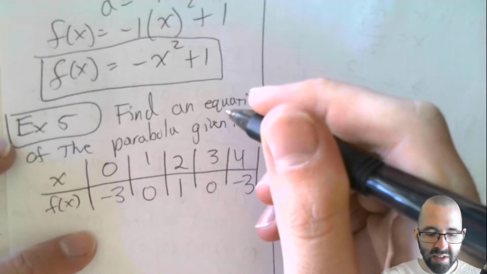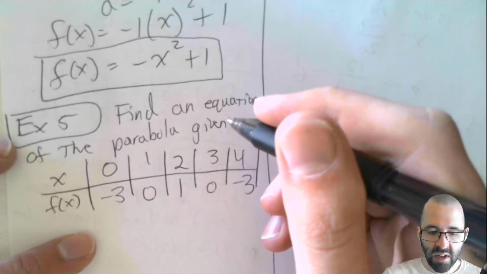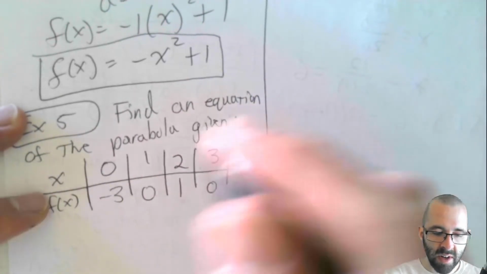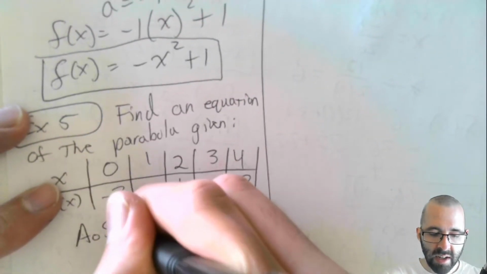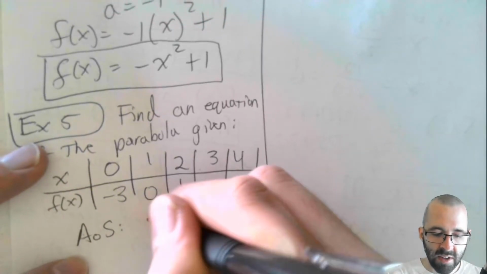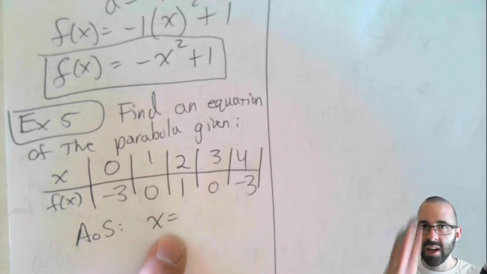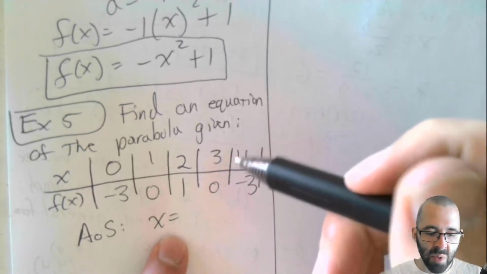So there's a couple ways of doing this. The first way to do it is to look at the symmetry, right? So right here, the axis of symmetry is always of the form x equals a number. It's always the x coordinate. It's a vertical line, your axis of symmetry, and it's what the parabola is symmetric about.